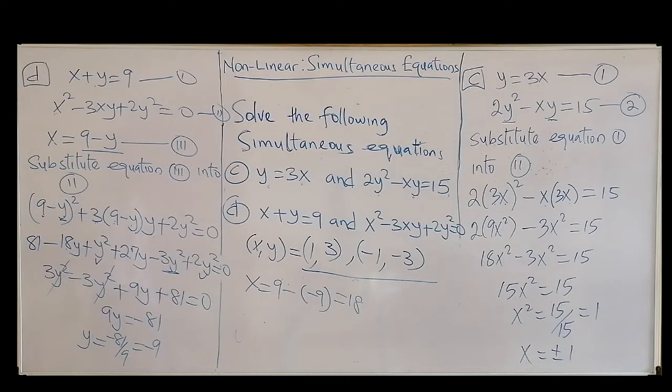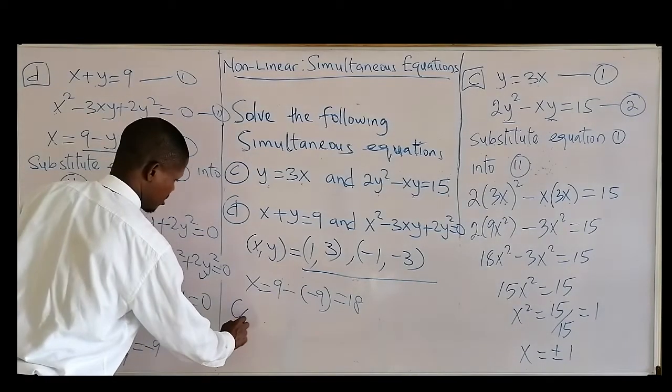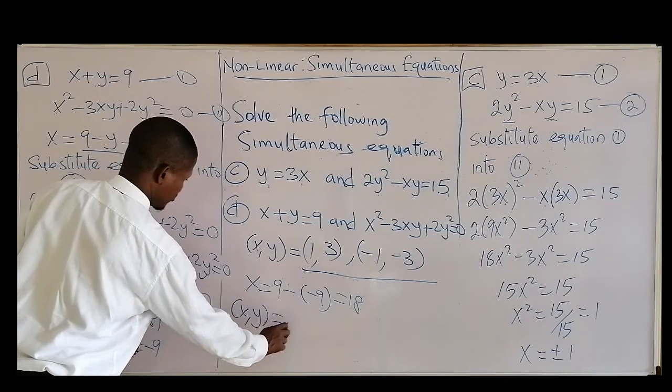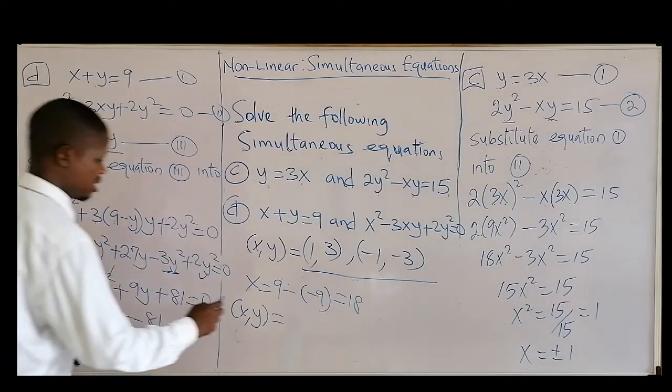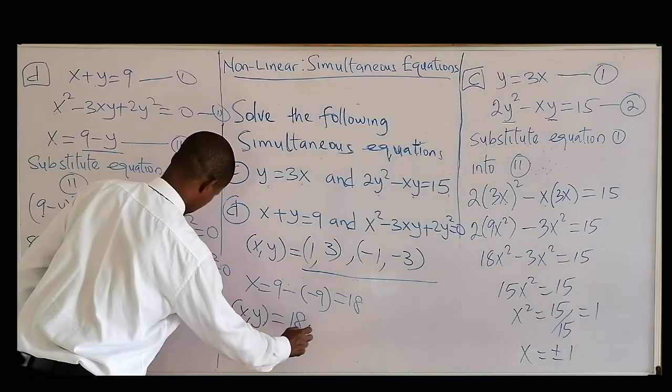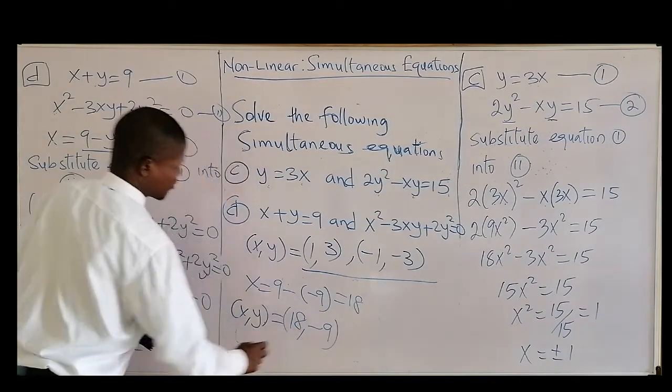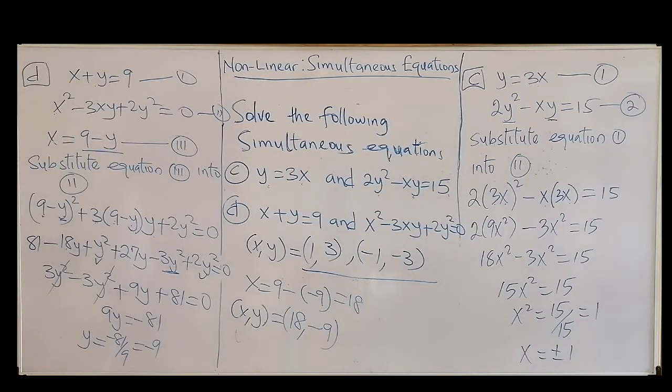So we can write our answer in the coordinate form, x comma y, that will be equal to 18 comma minus 9. So that's on that question.